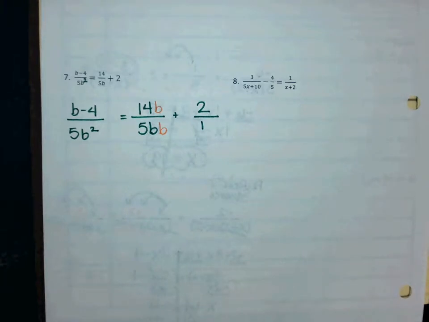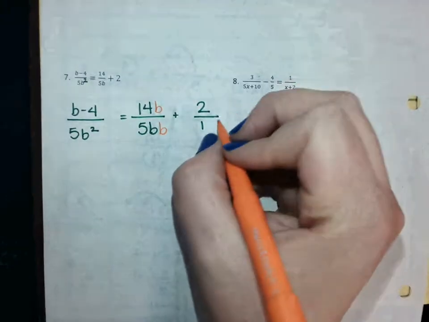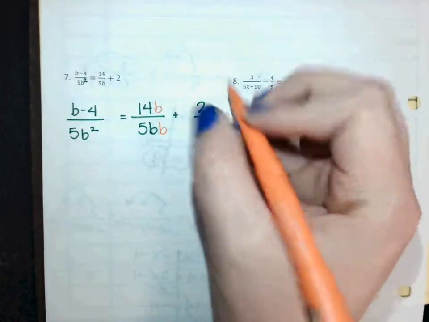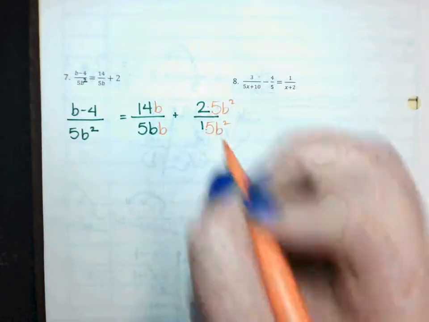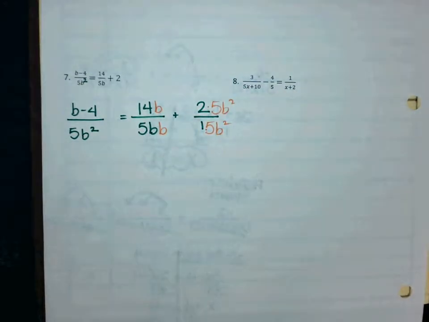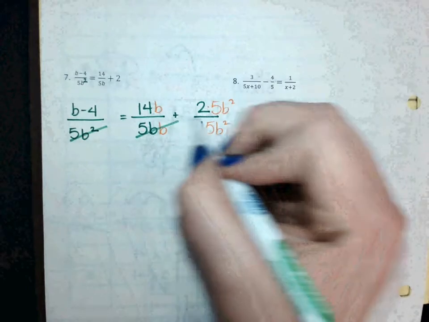Now, is 5bb the same as 5b squared? Yes, because I now have 2 of them. Okay, and then I'm timesing by 5b squared on this one as well. Then from here, do they all have a 5b squared on the bottom? Yes. Then cross it out, cross it out, cross it out.